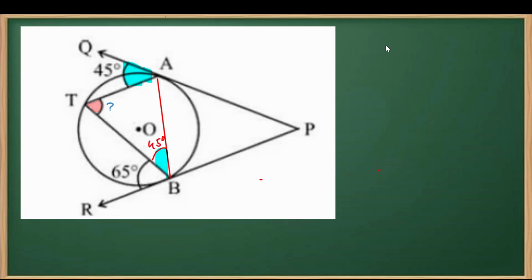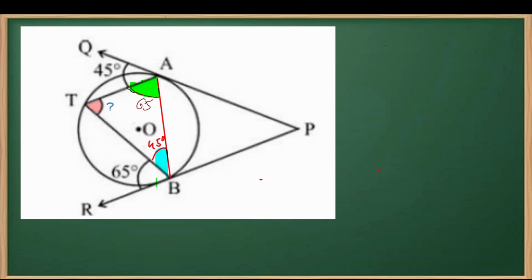In the same manner, I can say that this angle is subtended by this chord. This time the chord is TB and the tangent is this. So this angle, the 65 I'm talking about, should be equal to the angle subtended by the same chord on the remaining part of the circle, that is the alternate segment. So this angle should come as 65.